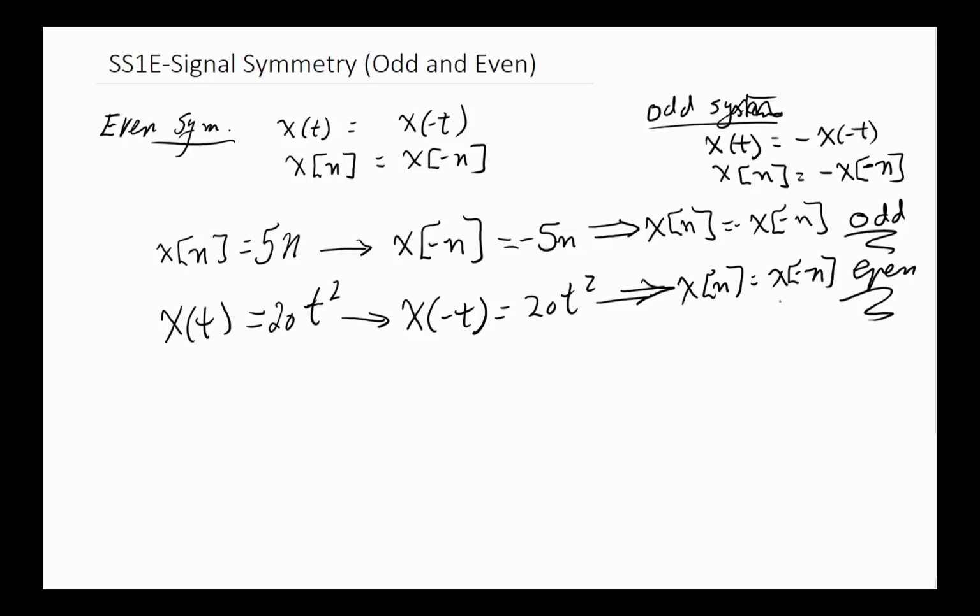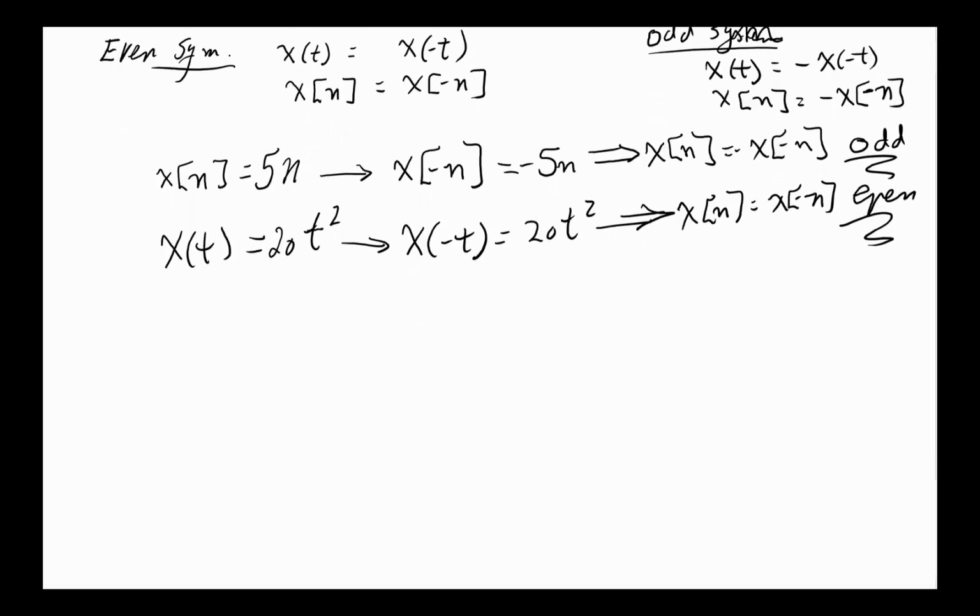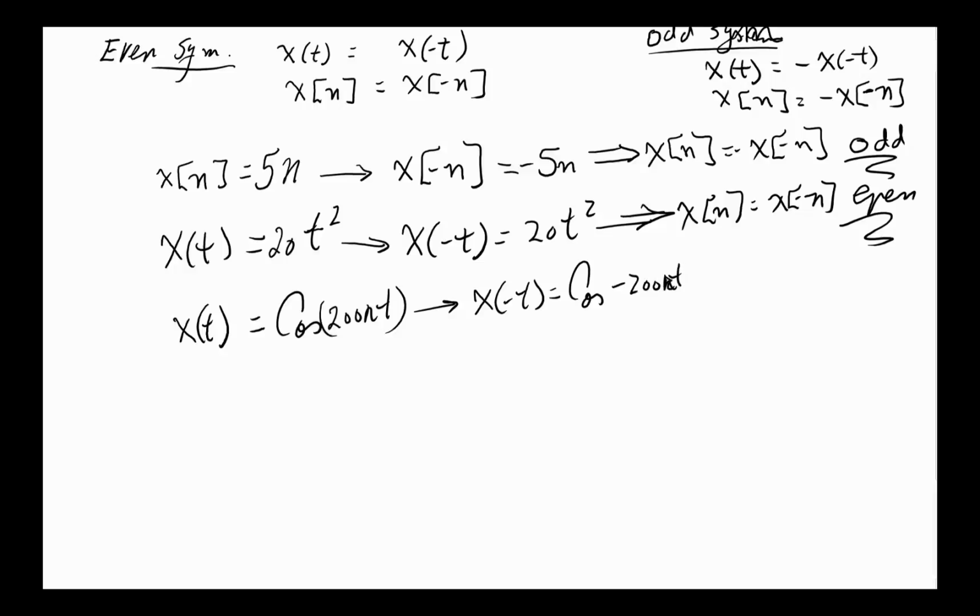Okay. If they give you trig functions, we can do the same thing, and it is very common to be asked about them. If I have an x of t equal to cosine of 200 pi t, is this even or odd? You do the same thing. You say, okay, what happens if I do an x of minus t? That's going to be cosine of minus 200 pi t, and we know minus and plus cosines are the same. Therefore, this is an even function.